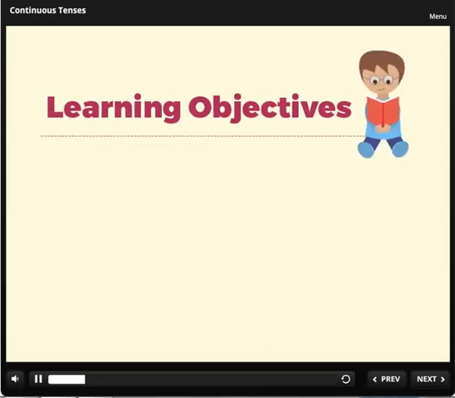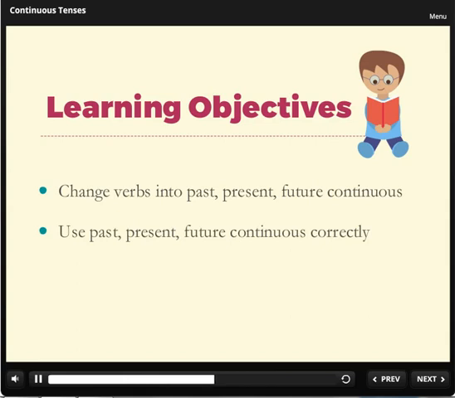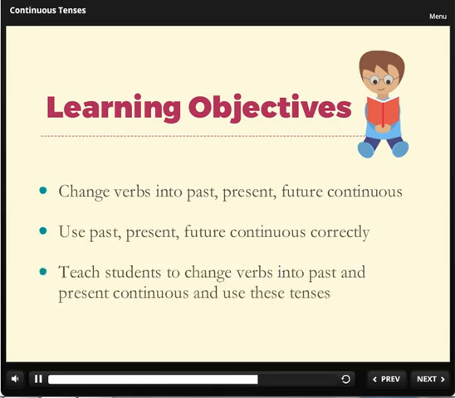At the end of this lesson, teachers will be able to change verbs into past, present, and future continuous tenses and use these tenses appropriately. They will be able to teach their students how to change verbs into past and present continuous and to use these two tenses correctly.